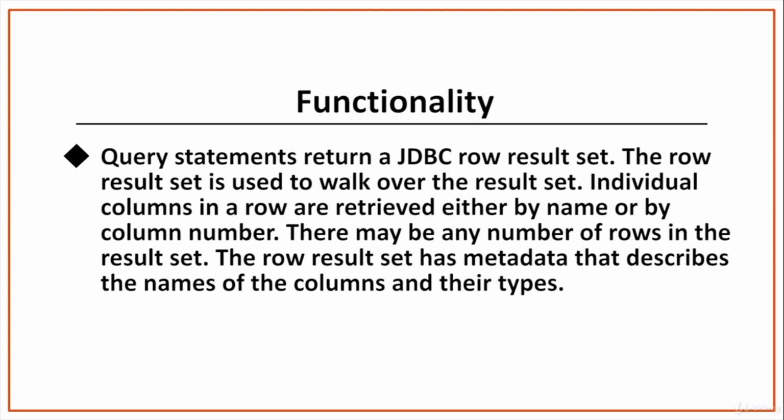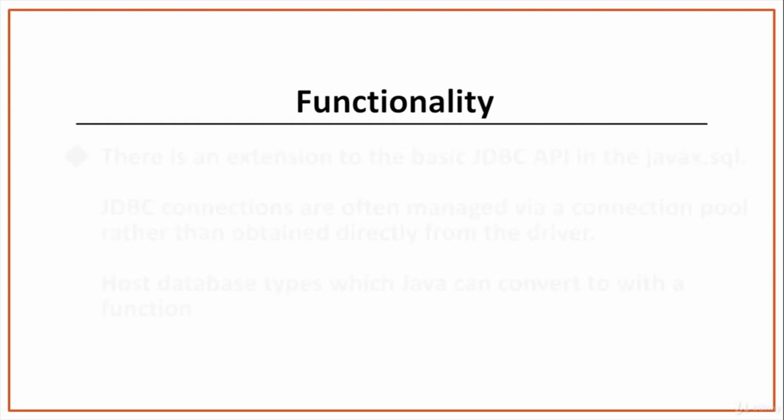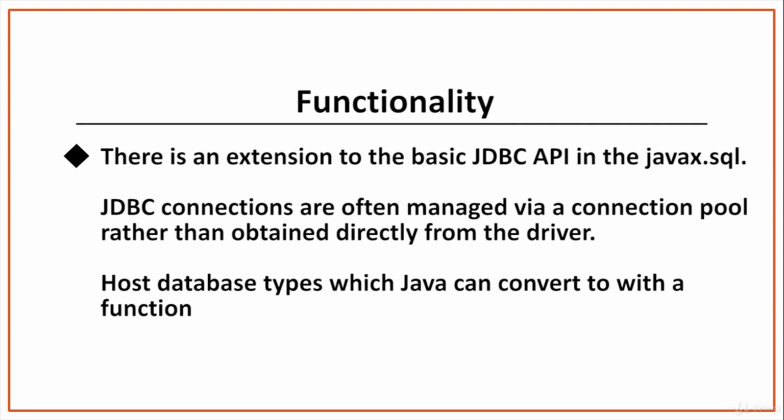Individual columns in a row are retrieved either by name or by column number. There may be any number of rows in the result set. The row result set has metadata that describes the names of the columns and their types. There is an extension to the basic JDBC API in the javax.sql. JDBC connections are often managed via a connection pool rather than obtained directly from the driver.